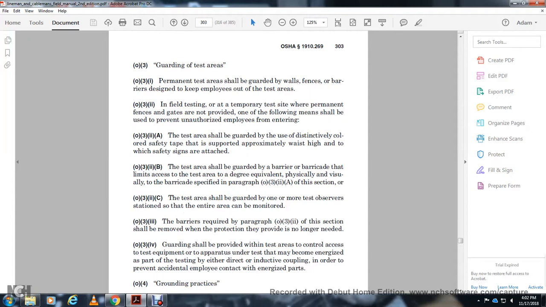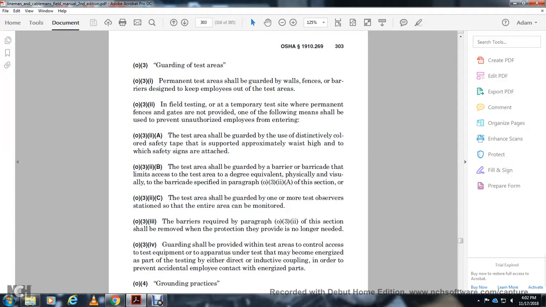Guarding. The permanent test area should be guarded with a well-built fence or barriers designed to keep employees out of the test area. For field testing with a temporary test site, where a permanent fence or gate is not provided, one of the following means shall be used to prevent unauthorized employees from entering. The test area should be guarded with distinctive colored safety tape supported at approximately waist height, to which safety signs are attached.